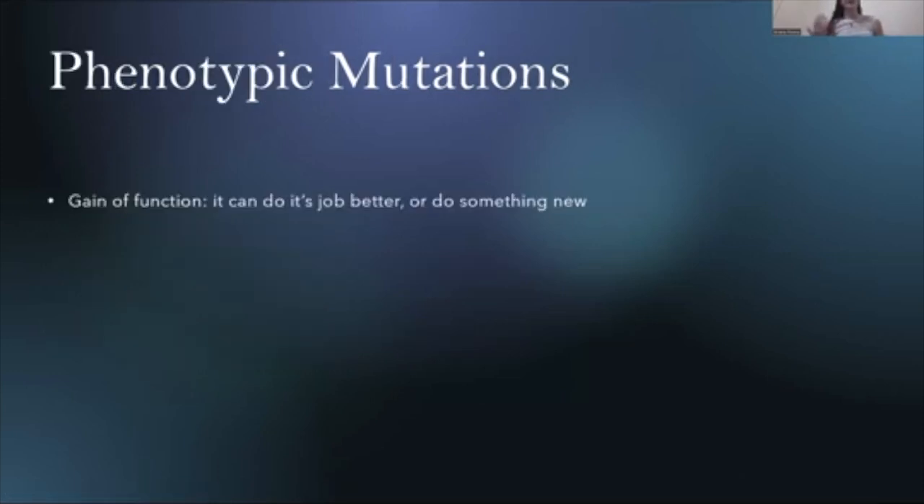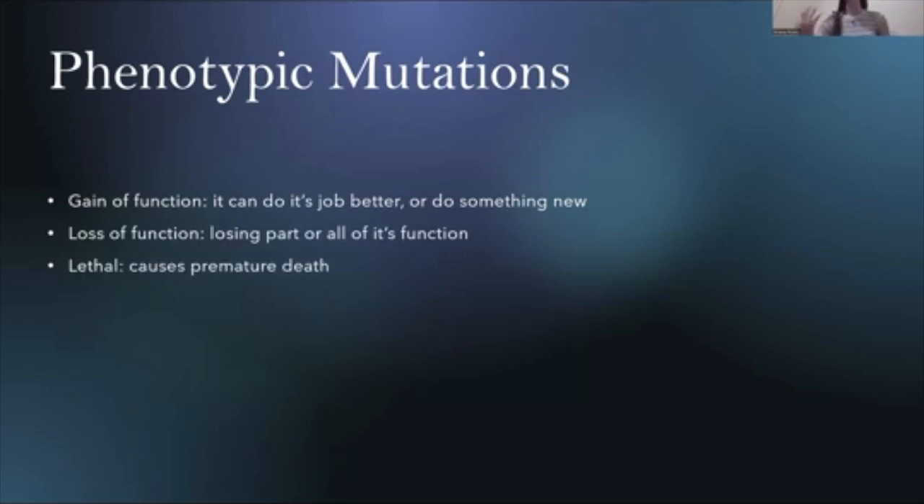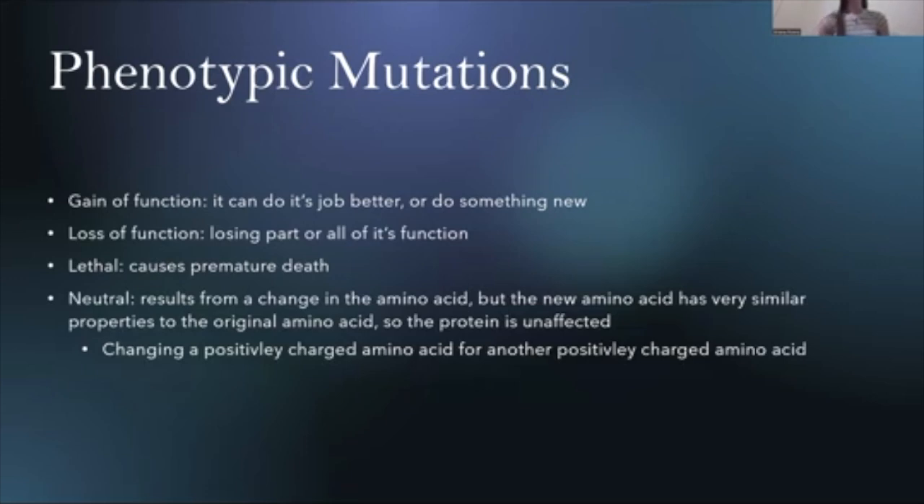The first one is a gain of function, meaning your protein can do its job better or it can do something new. The next one is loss of function, losing part or all of its function. Your next one is lethal, causing premature death. And the next one can be a little confusing. It's called a neutral mutation.